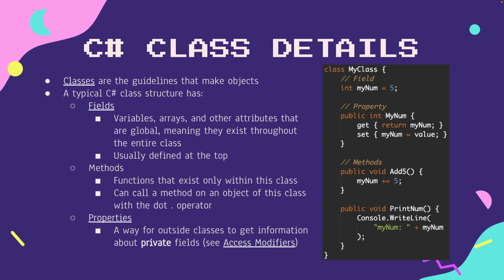But essentially fields are those variables that we talked about, right? So those are going to be in global space, that they exist inside of your entire class, and they're going to be at the very top of your script. So in this, I have an example right there. I have a class called MyClass, it's capitalized, and then at the very top I have a field called myNum. I'm declaring it to be an integer, and I'm also initializing it with a default value of 5.